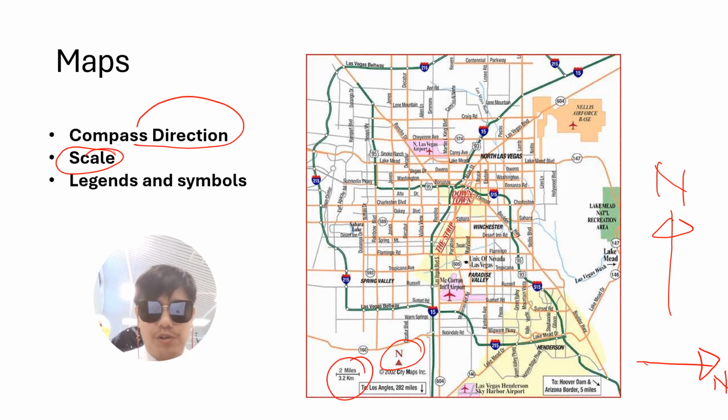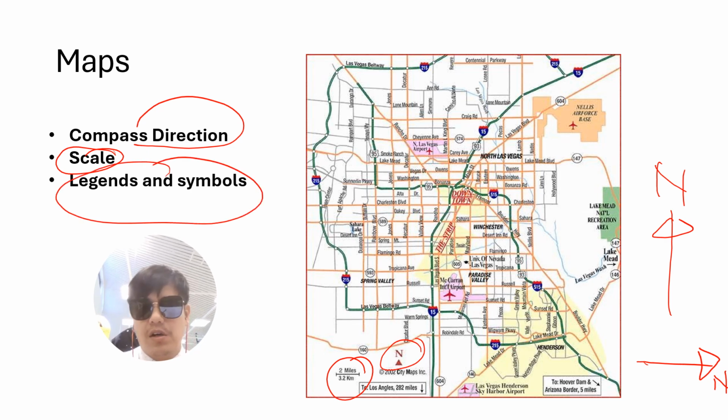Next, the map skill. The map skill will show you some form of distance. And last but not least, legends and symbols. There are many symbols in this map, but there's no legend. It's okay, because some of these are universal, or some of these they try to explain. For example, this, you can clearly know that this is actually an expressway.